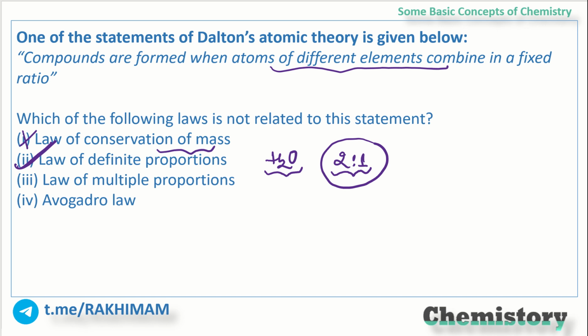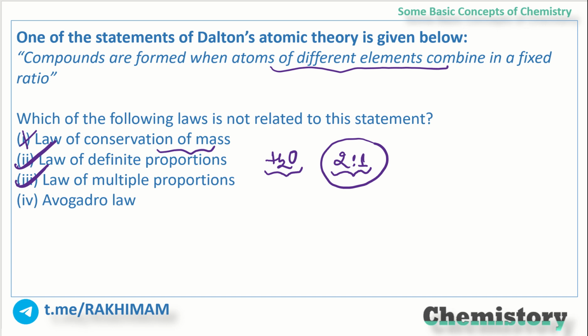Law of multiple proportion states that when two elements join together to form two or more compounds, the ratio of the masses of one element which joins or reacts with a fixed mass of the other element are in a simple whole number ratio. So it's also in alignment with Dalton's theory, and I'll also go with this particular option.